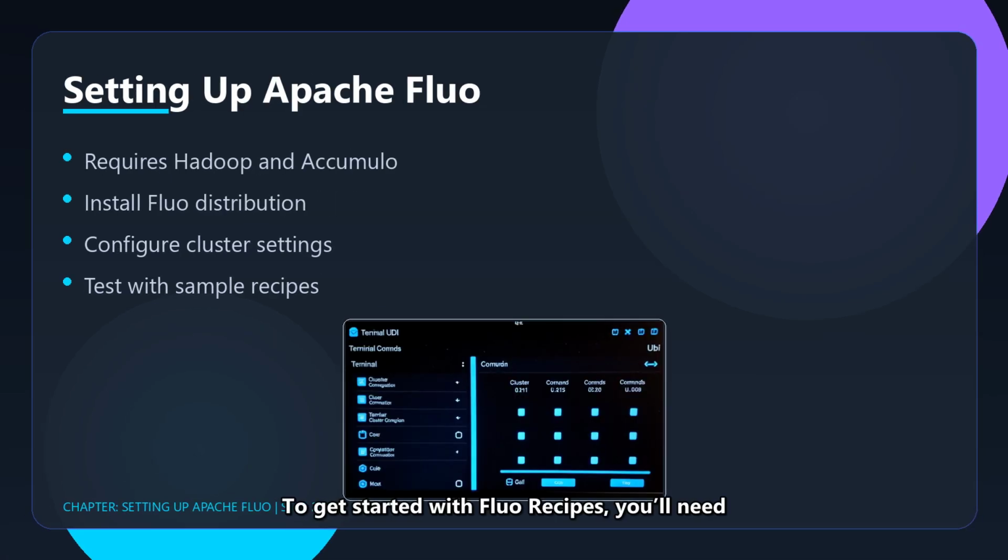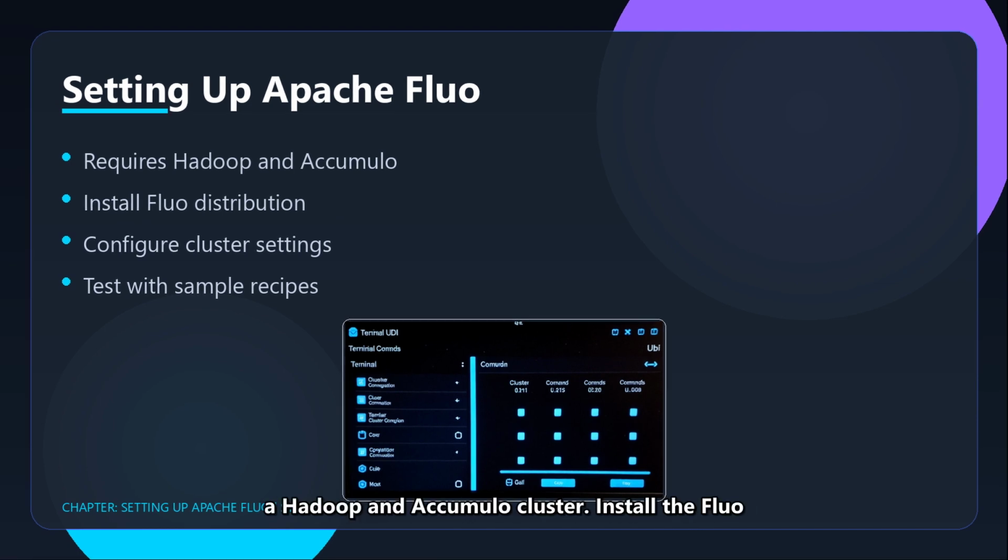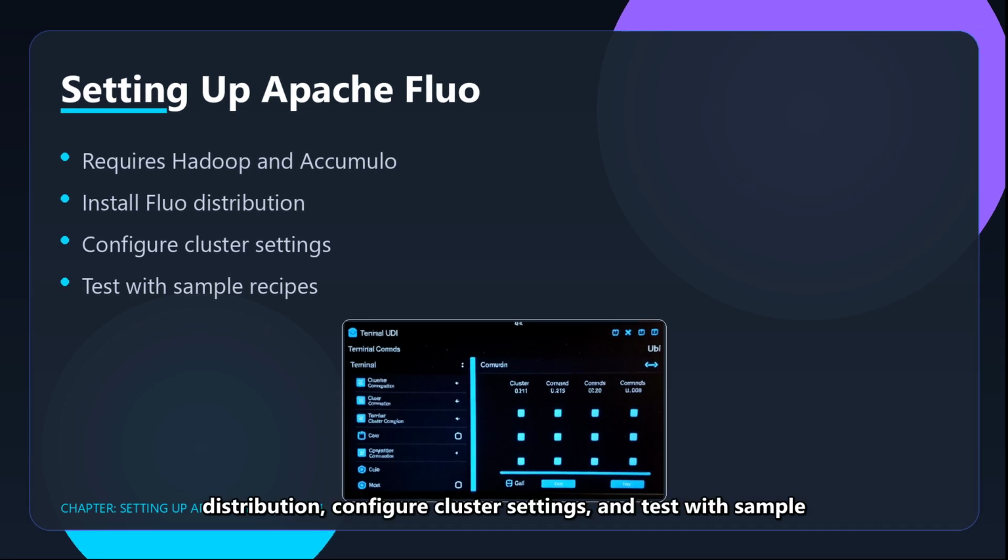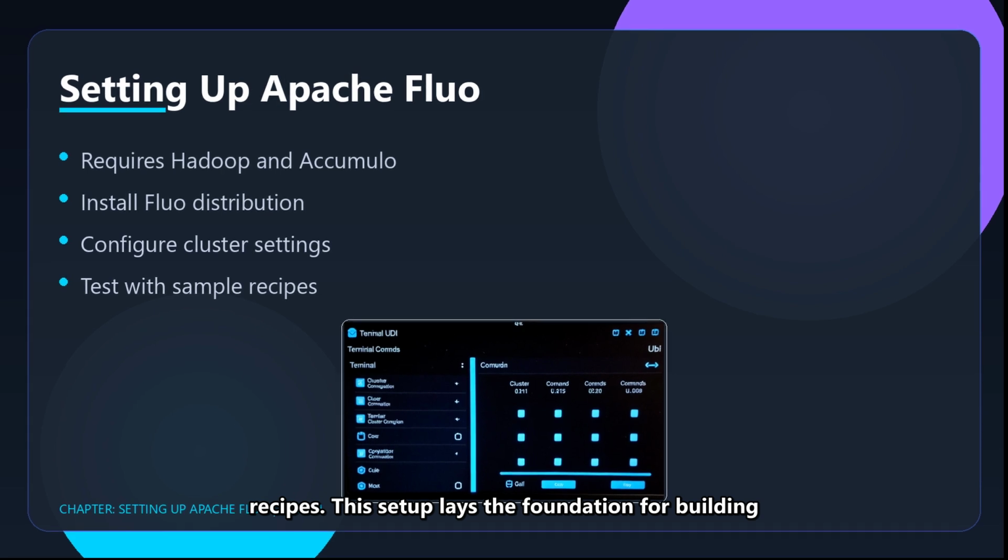To get started with Fluo Recipes, you'll need a Hadoop and Accumulo cluster. Install the Fluo distribution, configure cluster settings, and test with sample recipes. This setup lays the foundation for building scalable, real-time applications.